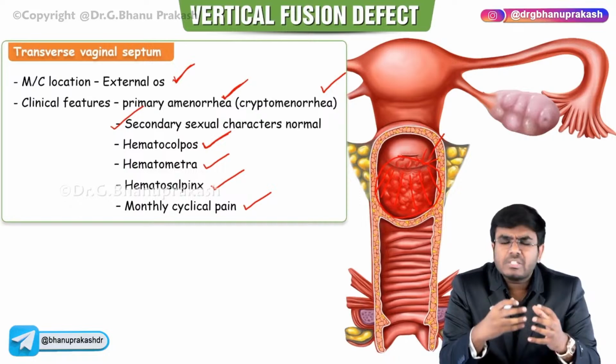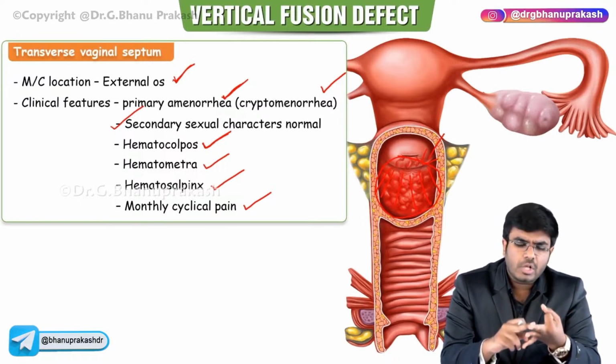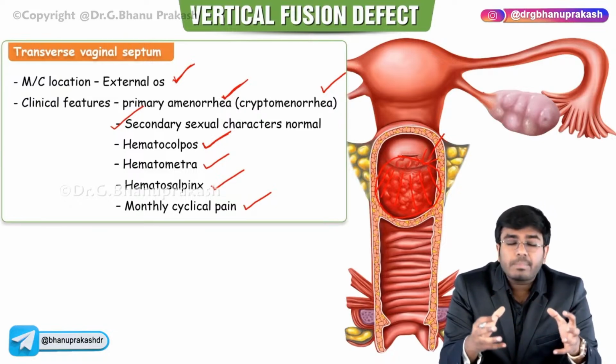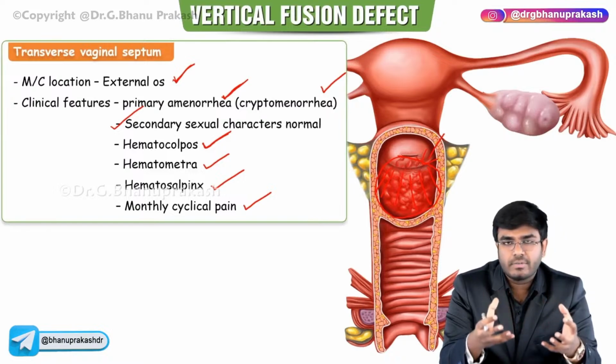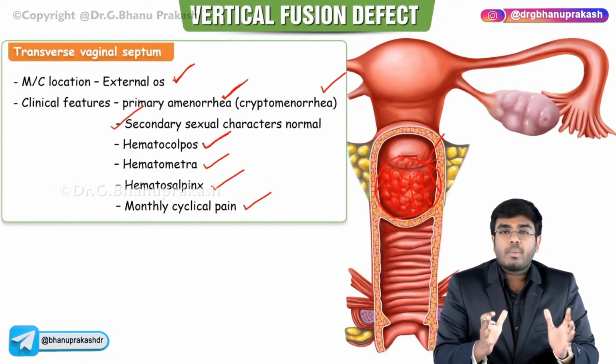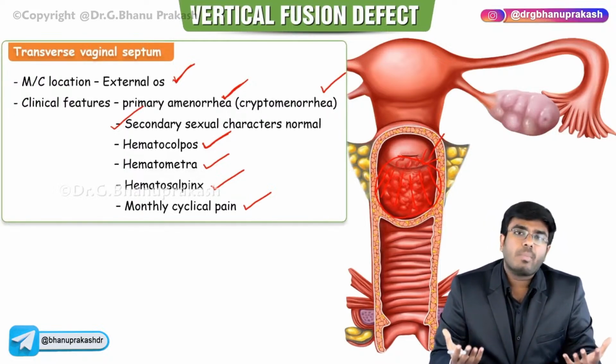If you have done the ultrasonography, what will you see? Uterus is normal, ovaries are normal, cervix is normal, vagina is normal, everything is present. But you might find there is this blood accumulation in the uterus and cervix. Hematometra, hematosalpinx. So, this is something about the vertical fusion defect, and you can simply take out the septum. Then the problem will be resolved.